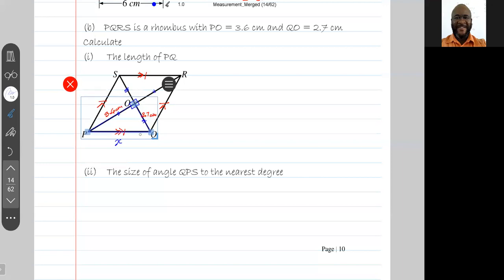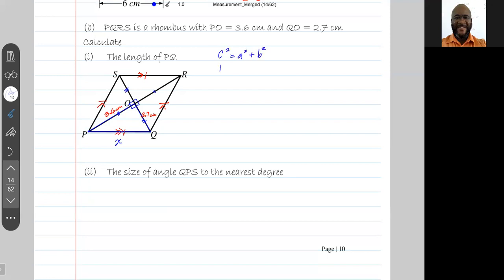Let's have a look at this blue right angle triangle. We're asked to calculate PQ. If I know two sides of a right angle triangle and I wish to find the length of the third side, I must apply Pythagoras theorem. So the Pythagoras theorem formula is c squared is equal to a squared plus b squared.